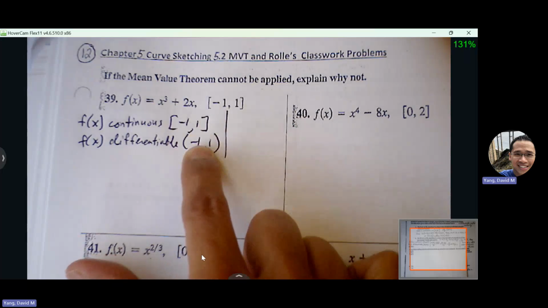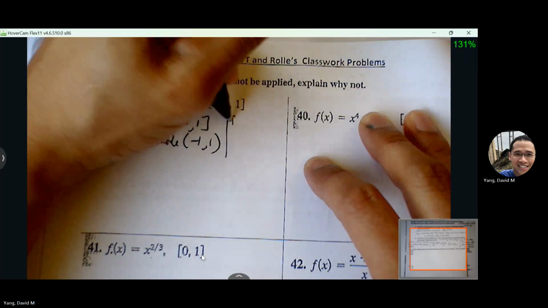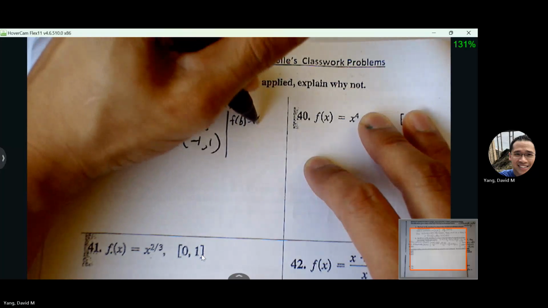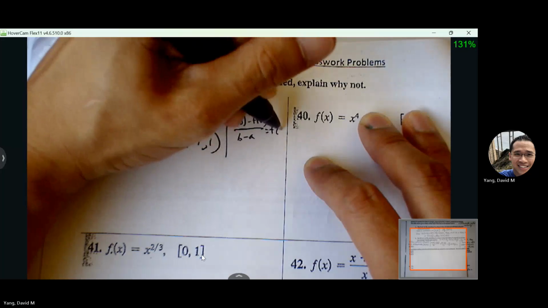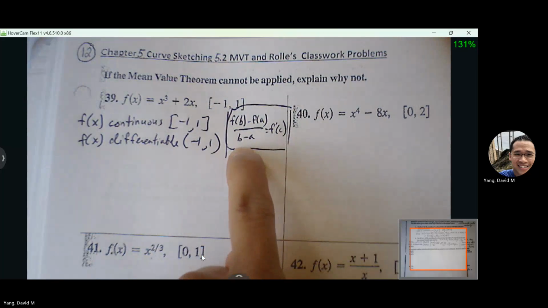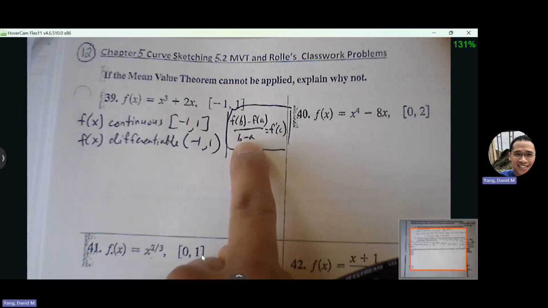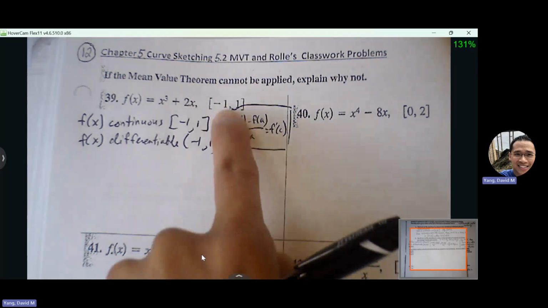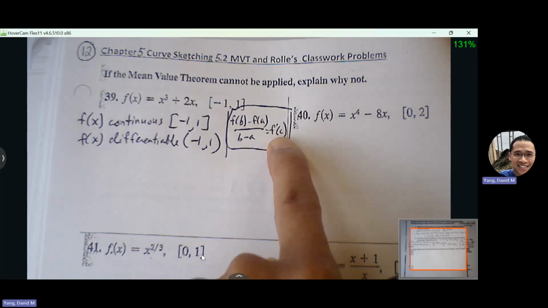Continuity is with brackets, differentiable is with parentheses. I'm going to write it this way so that you can always see the average velocity, average rate of change first. It forces you into doing that first before you find the derivative. So let's find the slope between the two endpoints. Get that out of the way before we commit to the derivative.